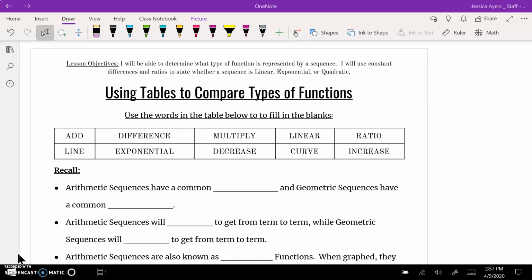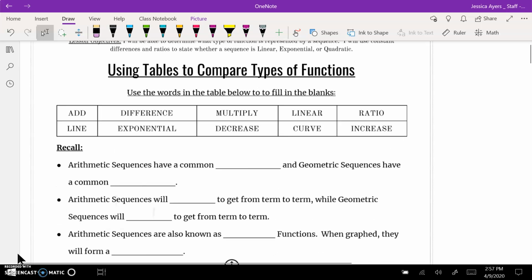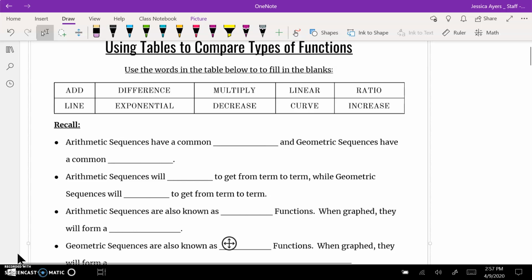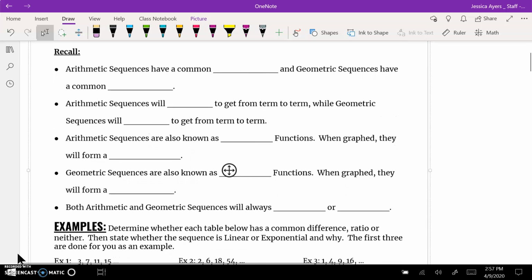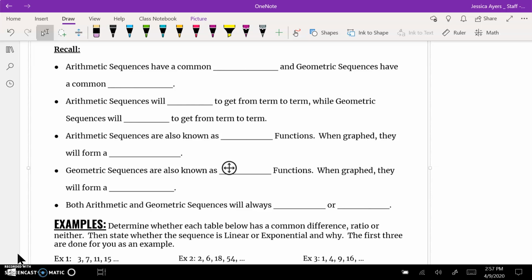So we're just going to go through it. So using a table to compare types of functions. The first thing is talking about just recalling some information that we did back in units 1 and 2. And you're just going to fill in the blanks here with those words from that word bank that I left at the top. So arithmetic sequences have a common difference.